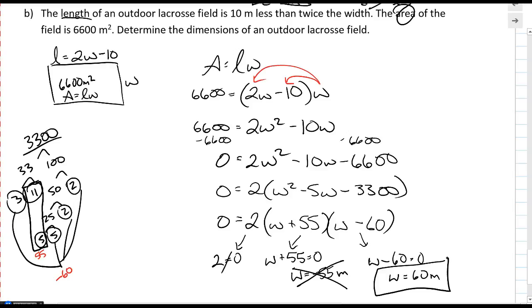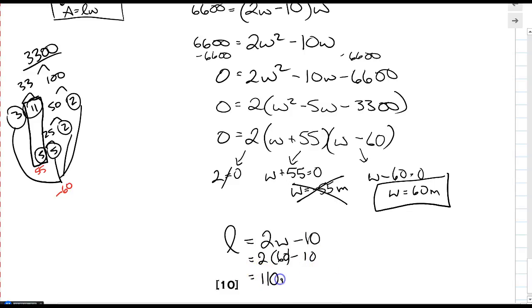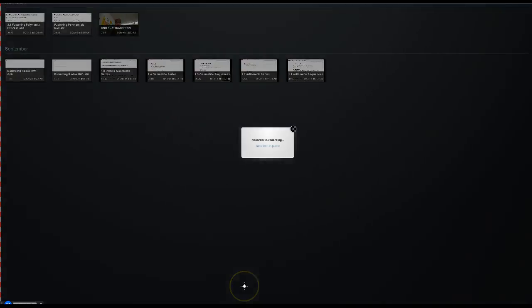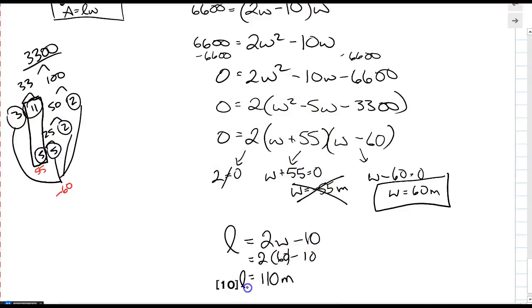But we're asked for the dimensions. So that means I need both the length and the width. So I'm going to go back to my original equation: length is 2w minus 10, which equals 2 times 60 minus 10, which would be 120 minus 10, so 110 meters is my length.